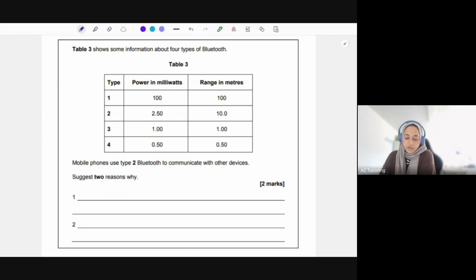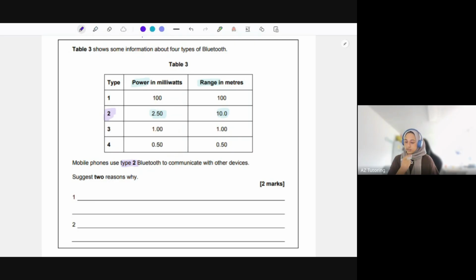Table 3 shows some information about 4 types of Bluetooth. So we can see we've got power, we've got the range. Range is how far it goes, power is how much power it takes. Sometimes it can cross a lot of information from paper 1 over, so don't forget that. We have got the paper 1 video on YouTube as well if you want to refresh your memory. It says here mobile phones use type 2, so this one, Bluetooth to communicate with other devices. Just 2 reasons why. The 2 factors they've given me for type 2 are the power and the range. So this is what we're going to speak about.